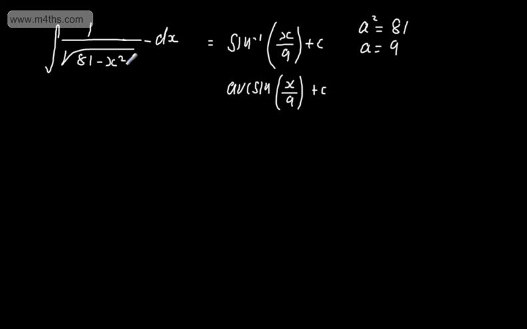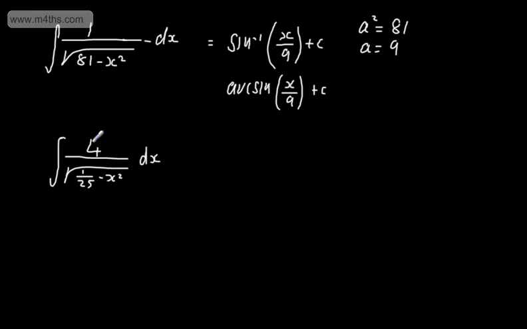All I've done is match this up to the standard integral and simply written the result out. Let's look at another one. Let's say we have now the integral of 4 over the square root of 1 over 25 minus x squared, and we're integrating with respect to x.